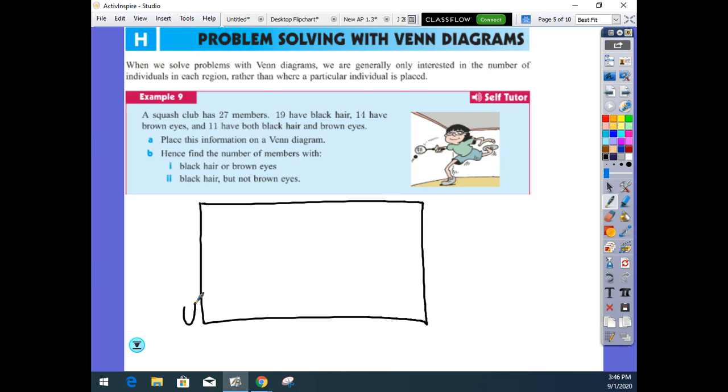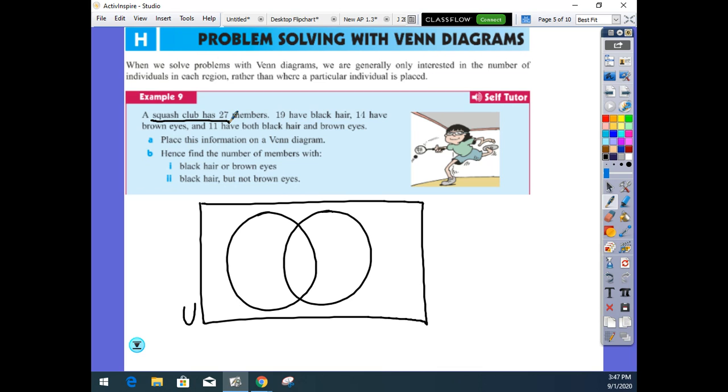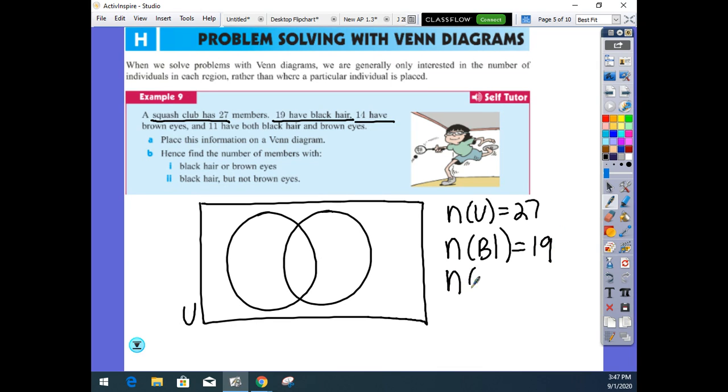This is my universe. And we have two overlapping situations here. A squash club has 27 members. That means the number in our universe is 27. We have 27 total. 19 have black hair. The number of black hair is 19. 14 have brown eyes. Number of brown is 14. Notice how I'm trying to label everything very specifically. 11 have both. So let's think about that.